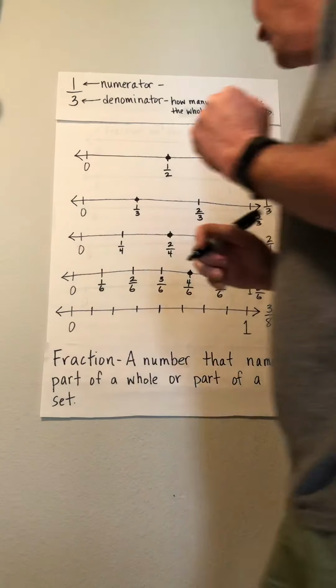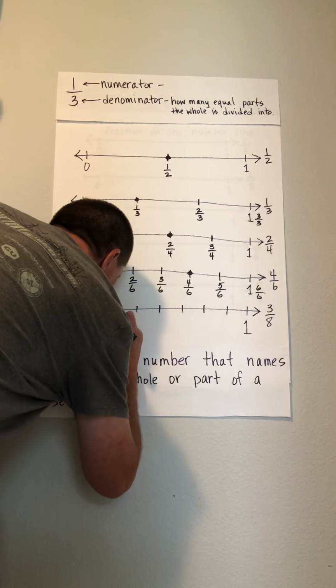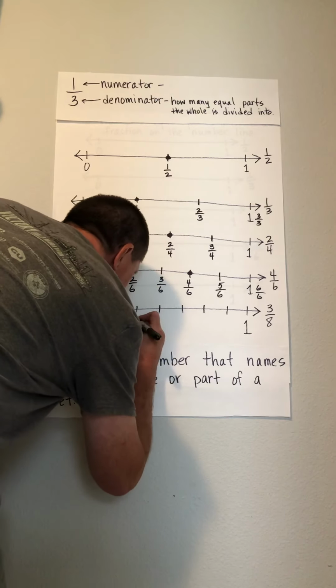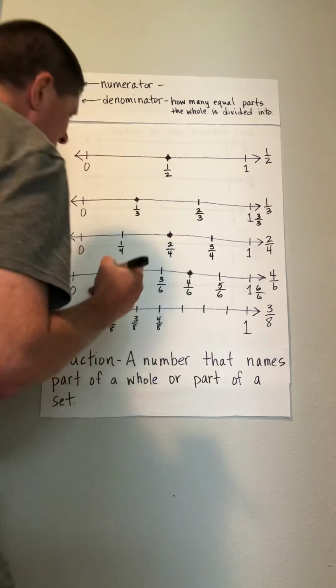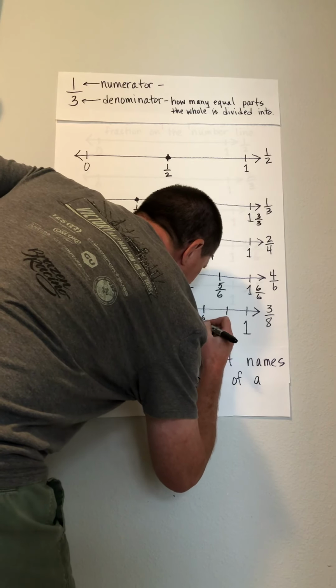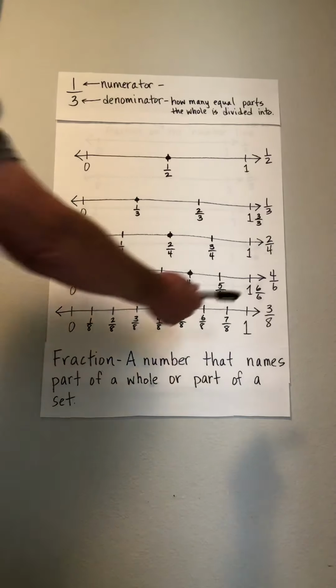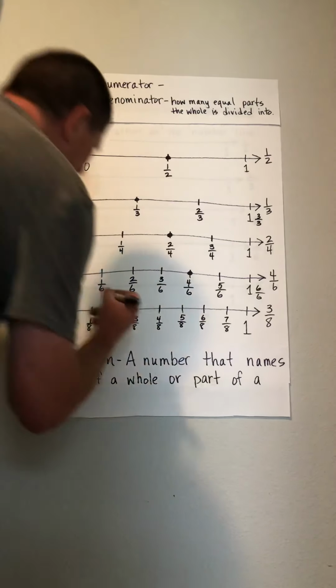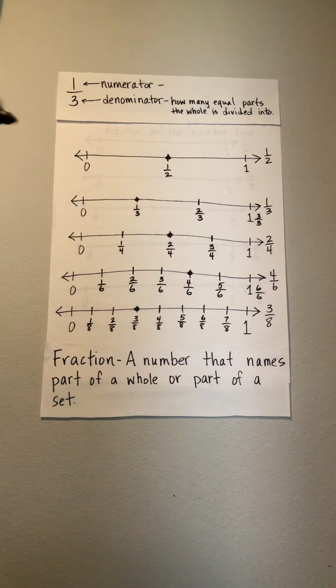Great. So let me label them. So this is 1/8, 2/8, 3/8, 4/8, 5/8, 6/8, and 7/8. And then on the number line, I'm going to find 3/8. And that is right there. Okay? So, now it's your turn to practice this.